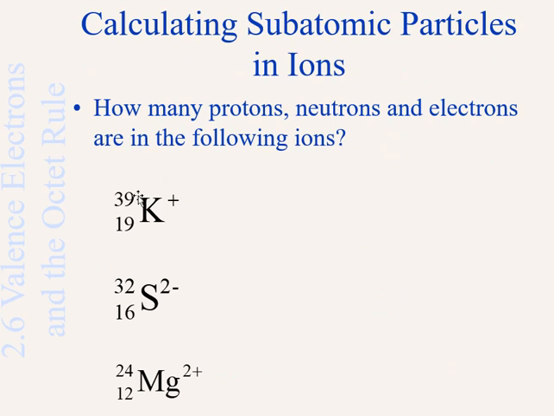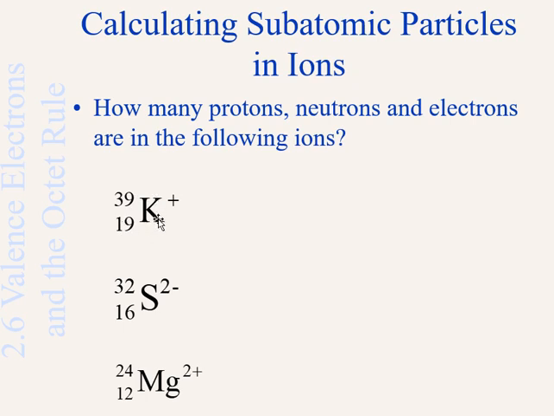So now here is another question. How many protons, neutrons, and electrons are in the following ions? We previously learned how to write this symbol. This here is the atomic number, which is the number of protons. This here is the mass number, which is the sum of protons plus neutrons. So here 39 minus 19 gives you the number of neutrons, which is 20.